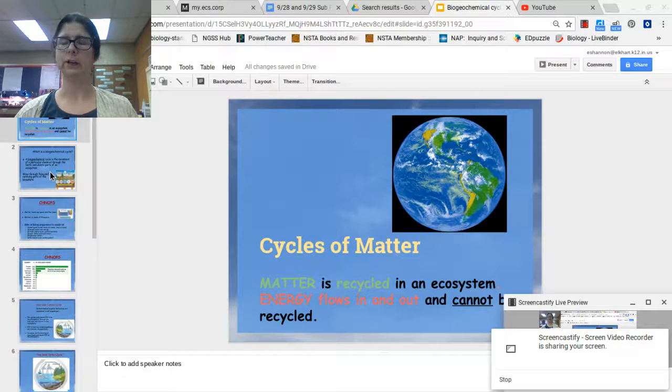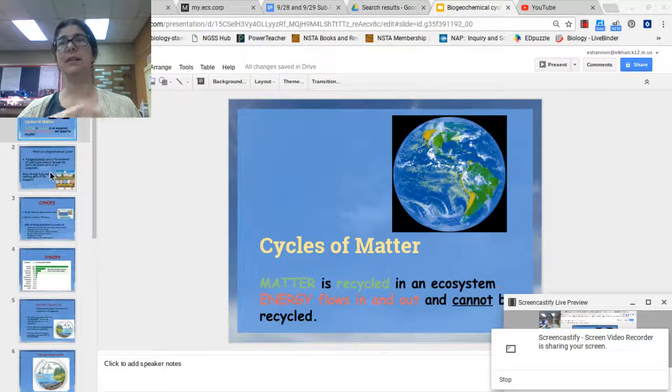We've been talking about energy flow. As energy starts at the sun, the producers use photosynthesis to transform it into a usable form of energy stored in bonds of glucose, and it passes through the food chain and up the energy pyramid. We've talked about that. Energy flows through an ecosystem, but it can't be recycled. You can't use the energy again once it's been used. Matter, on the other hand, it can be recycled.